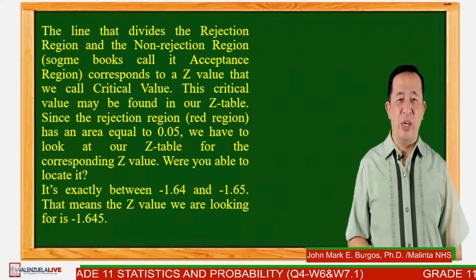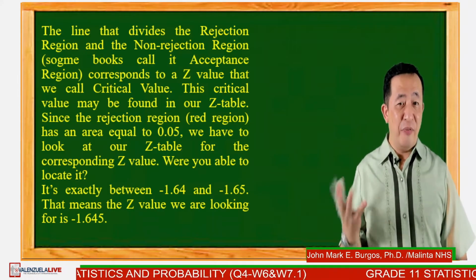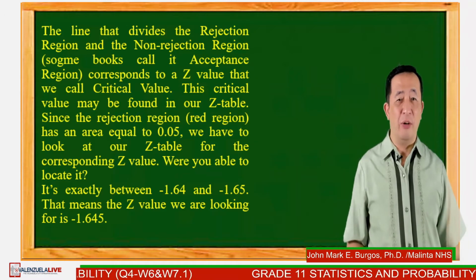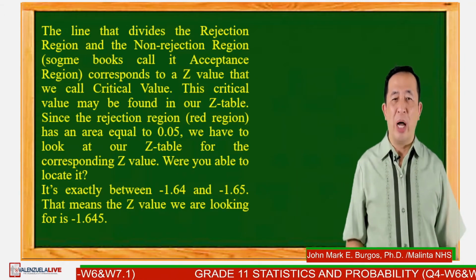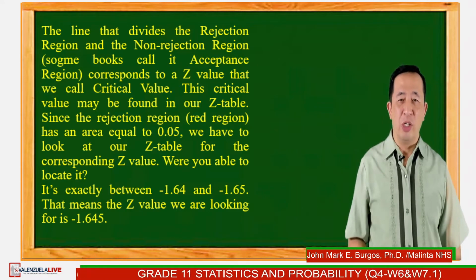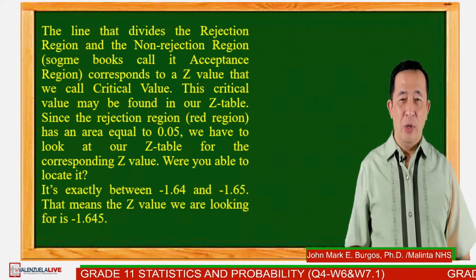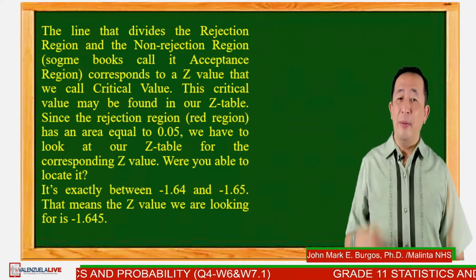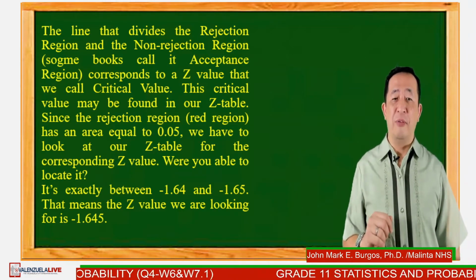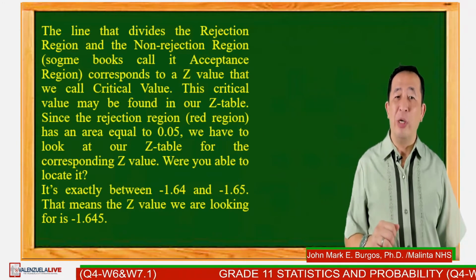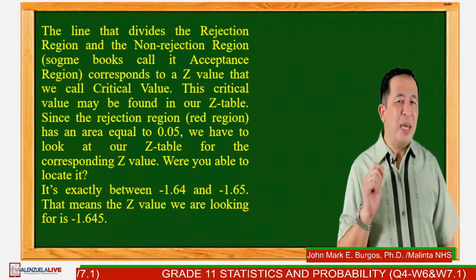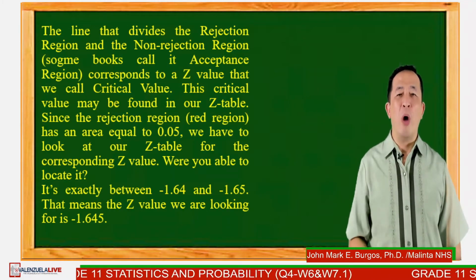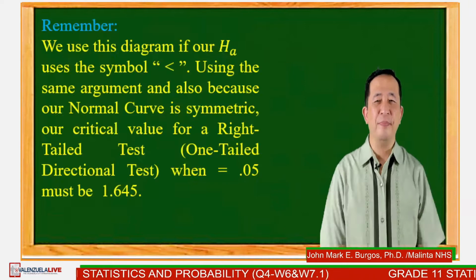Since the rejection region, or the red region in the figure that you saw, has an area equal to 0.05, we have to look at our Z table for the corresponding Z value. Now, were you able to locate it? It's exactly between negative 1.64 and negative 1.65. That means the Z value we are looking for is negative 1.645.